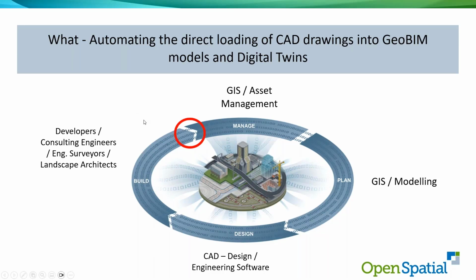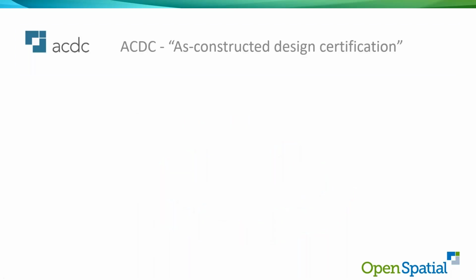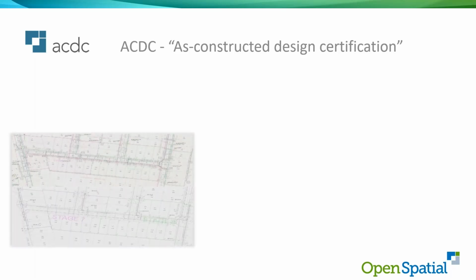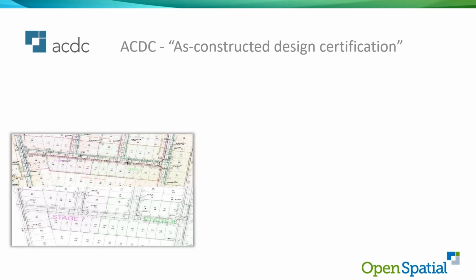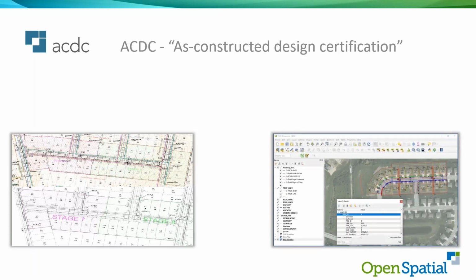If you zoom into that little piece and look at ACDC, it's one of our products. The acronym stands for As Constructed Design Certification or As Constructed Drawing Certification; I can go either way on that. It's been going for about 12 years now as a desktop product, and the last 5 have been online as well as desktop. The focus is that we want to get from CAD, and that's just a picture there, to GIS, and get the data from one to the other.